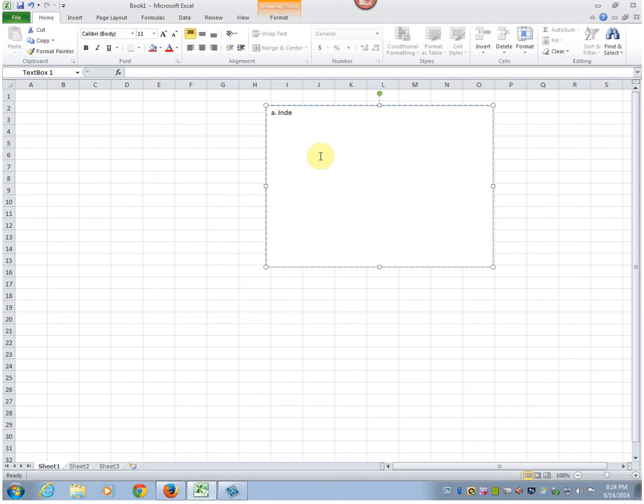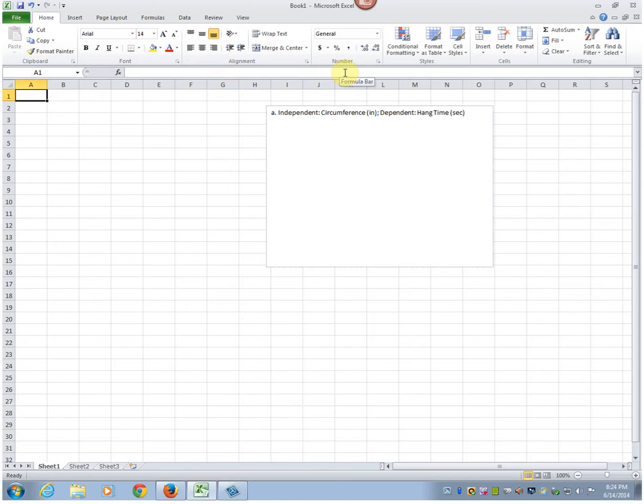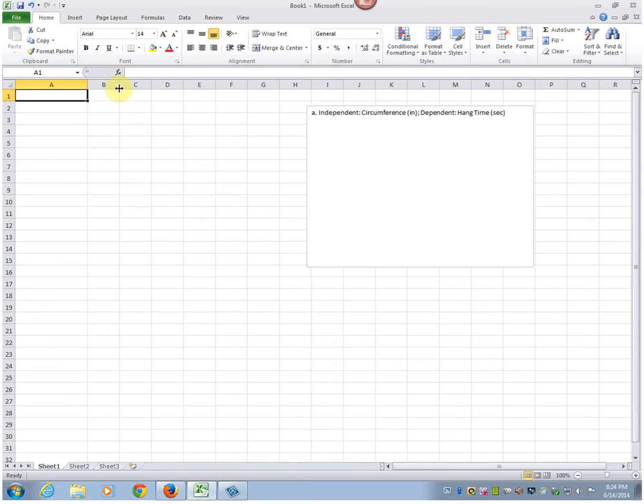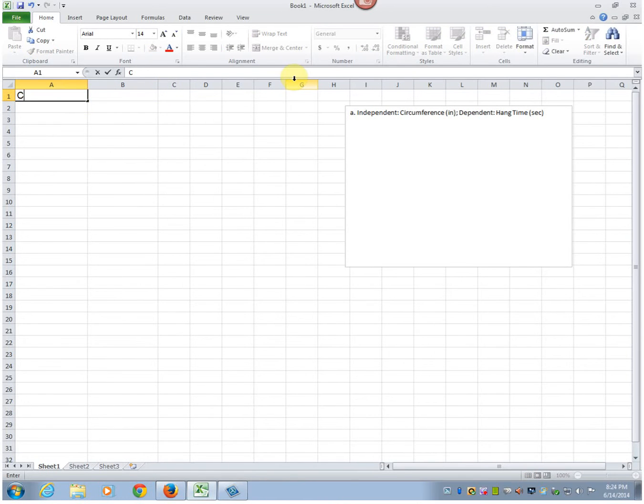In this case, the hang time depends on the circumference. And now we want the equation for the quadratic function that best fits the data, circumference being my x's and hang time being my y's.